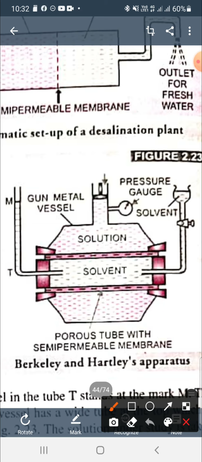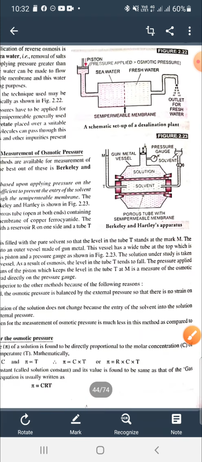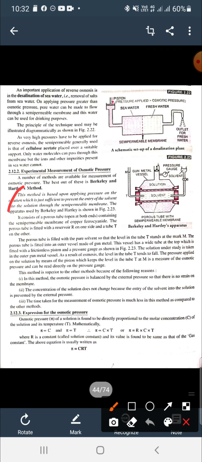When we come to know that the solvent molecules are not entering into the solution, that is, when the level of solvent comes back to its original position M, then the pressure shown by the pressure gauge is known as the osmotic pressure. So this is a very simple method. This is all written in paragraphs; you can read it on your own at home. This method is superior to other methods for some reasons.